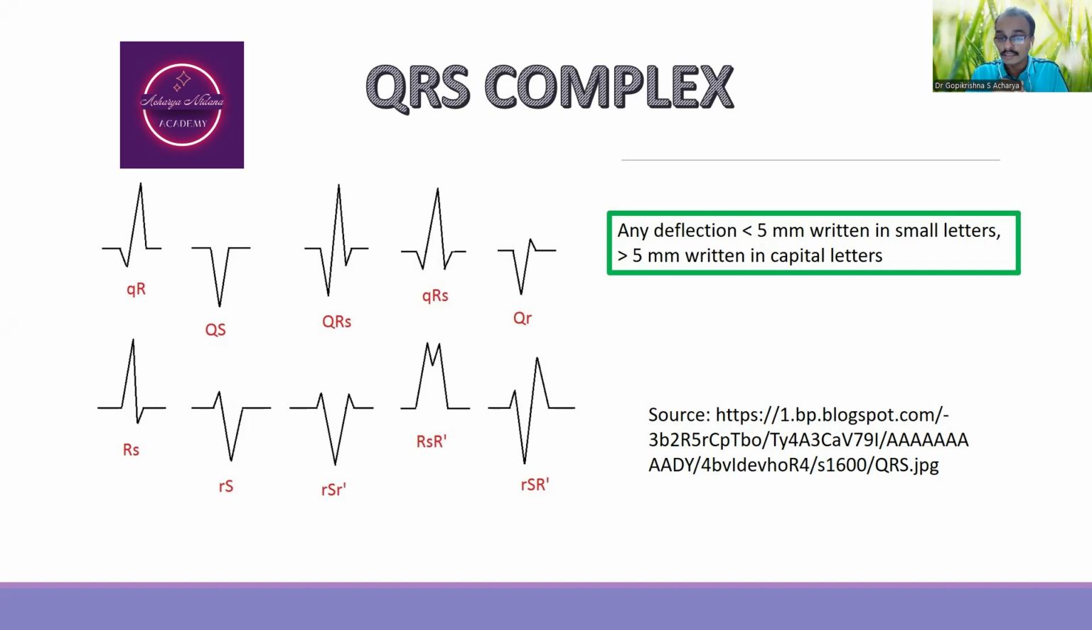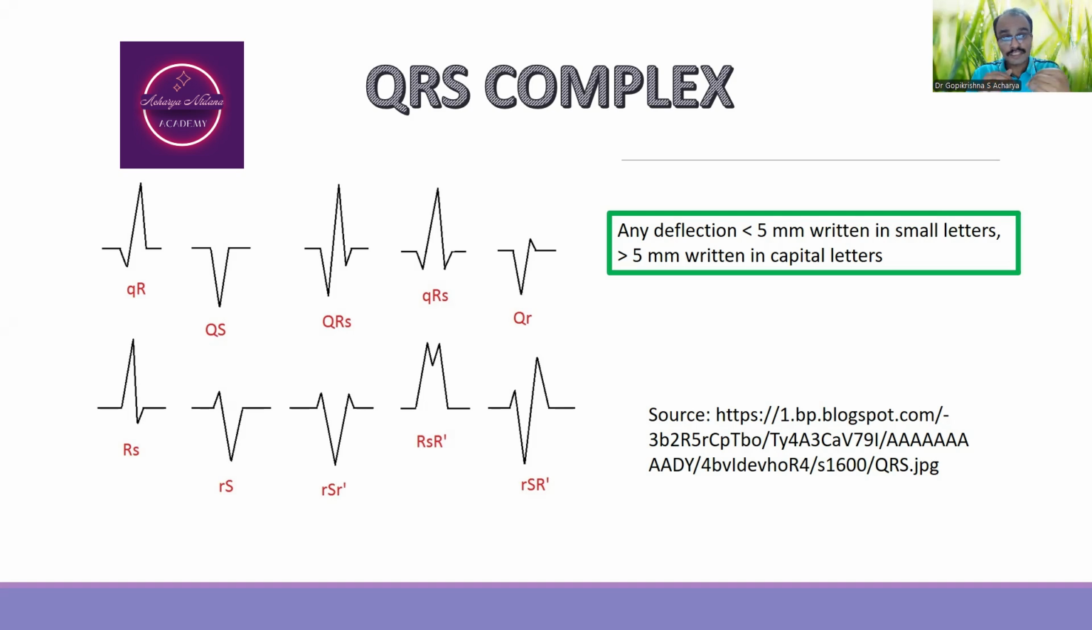So here, any deflection that is less than 5 mm is usually written in small letters, and any deflection which is more than 5 mm in height or depth is written in capital letters. The last three deflections are a little bit different when you look into the routine pattern, that is the RSR dash pattern. So what does this particular RSR dash mean?